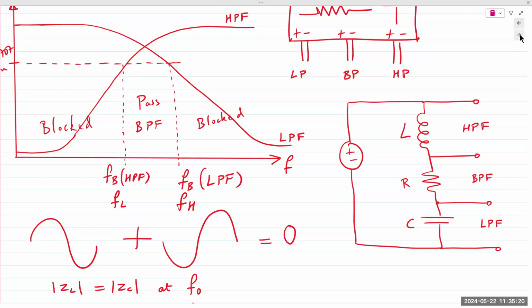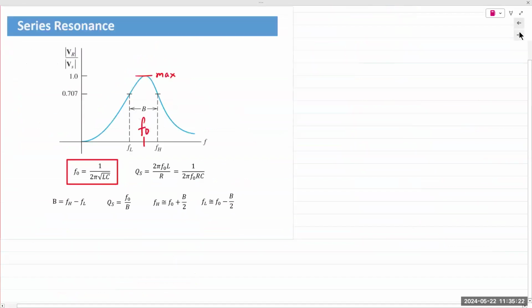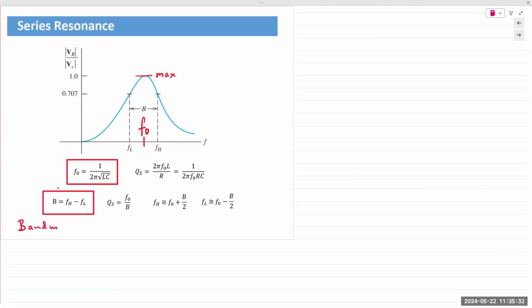The difference between the two, as I said, is the band of frequencies that is allowed to pass through. And so we describe that term as the bandwidth of this filter.